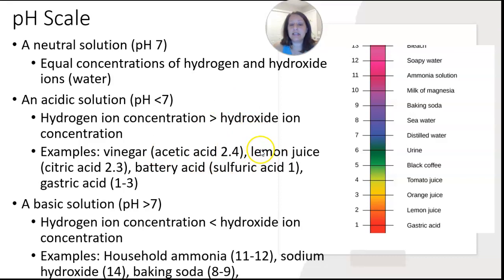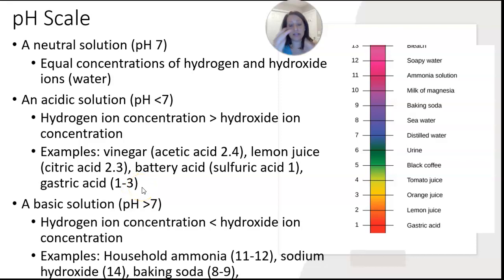Something else that's acidic is lemon juice, right? I put lemon juice in lots of stuff, my water. Lemon juice is citric acid, that's the acid, and it has a pH of about 2.3. Battery acid. Inside of batteries, that's sulfuric acid, and that's really acidic. That's a pH of about 1. Inside of your stomachs, you have gastric acid, and gastric acid's pretty acidic as well. Gastric acid has a pH of about 1 to 3.